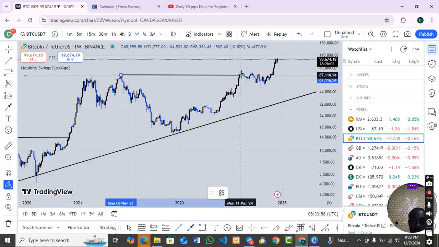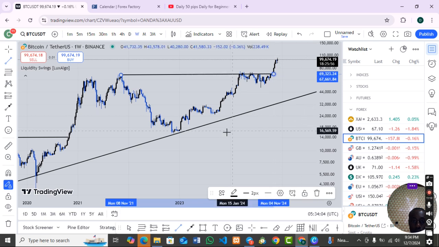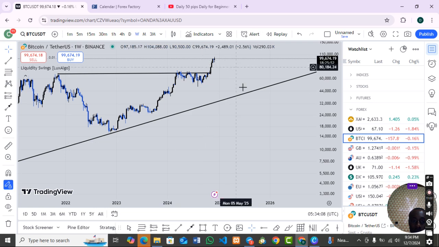So now let's draw another line over here as well. So we are having a break of structure over here. So it is assumed price will just move to the upside and come back to retest the structure again.